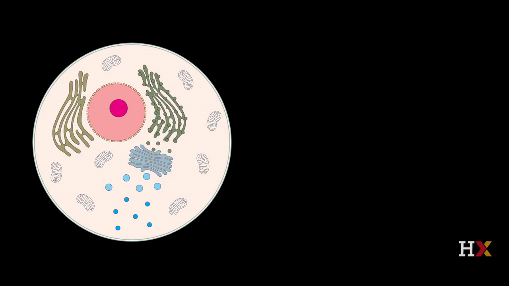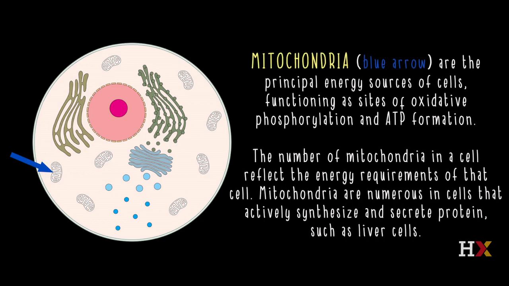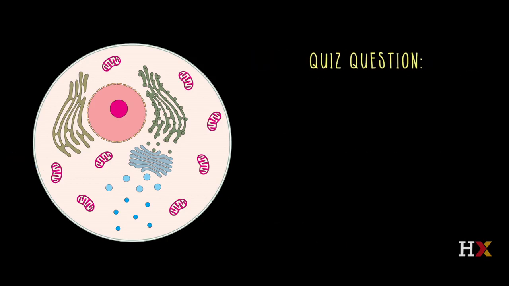Last of the major organelles of a cell are the mitochondria, and these are the little engines. These are the principal energy sources of the cells. They function as sites of oxidative phosphorylation and ATP formation. And the more active a cell is, the more busy it is in producing proteins or serving other active functions, the greater the number of mitochondria that will appear in it.